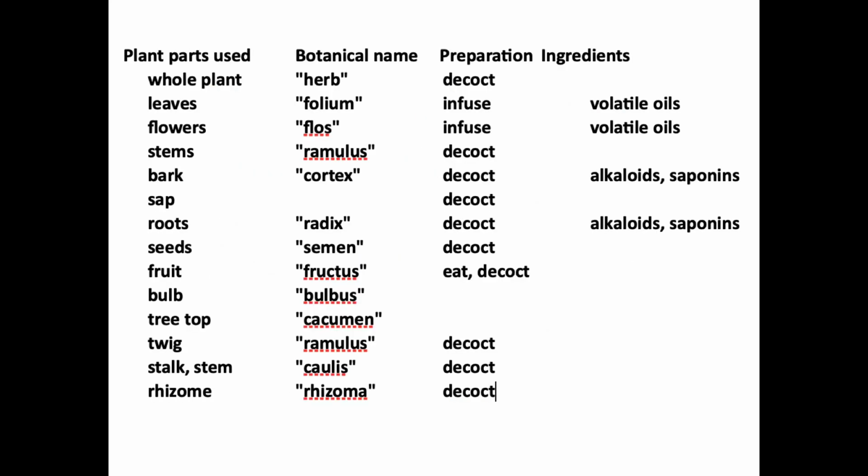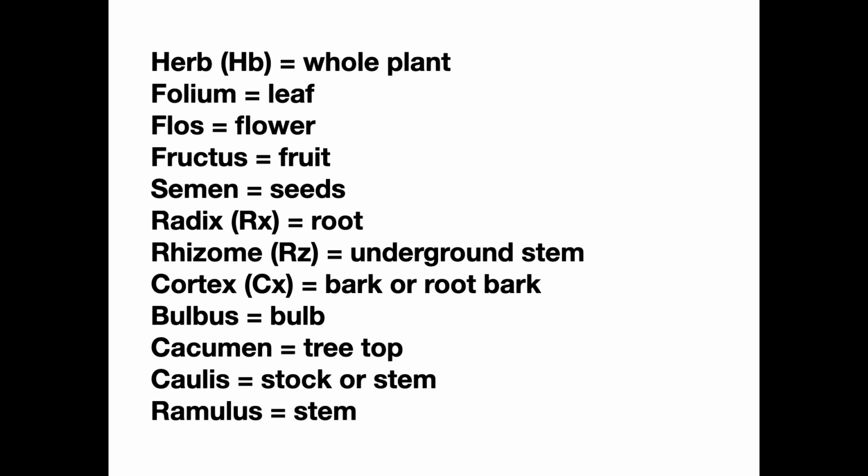Also, for the plant part, there are different parts of the plant that are used. You can use the whole plant, in which case it's called the herb, or the leaves are called folium, the flowers are called floss, etc. And you will prepare these differently depending on, in general, which plant parts you're using. So you will see these abbreviations here. So you'll see herb, HB, or radix, which is root, RX, or rhizome, which is RZ, cortex.